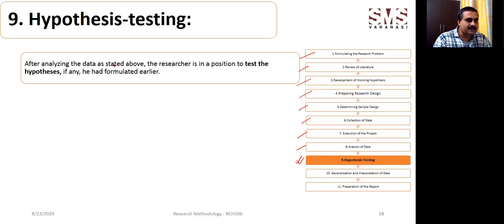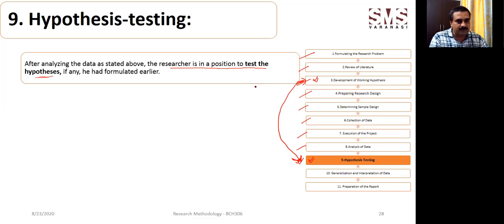After analyzing the data, as stated above, the researcher is in a position to test the hypothesis, if any, he had formulated earlier. So at this step, if the researcher has already formulated a hypothesis, which I have already discussed in the third step, he is going to test it in the hypothesis testing step. We are just going to check it. Whatever conclusion, whatever findings we have made, we are going to check it empirically.